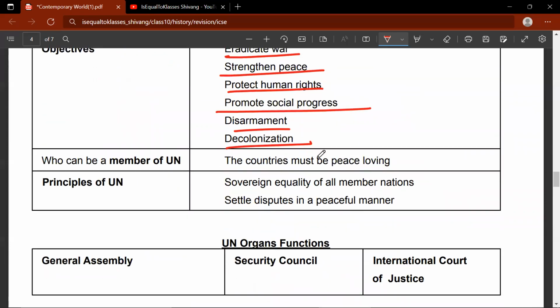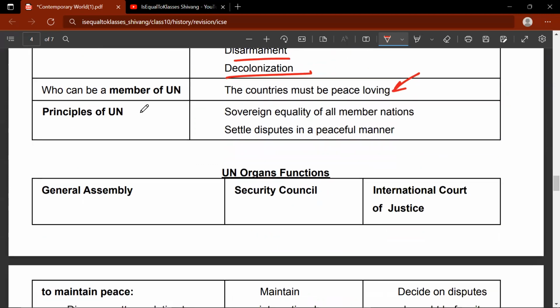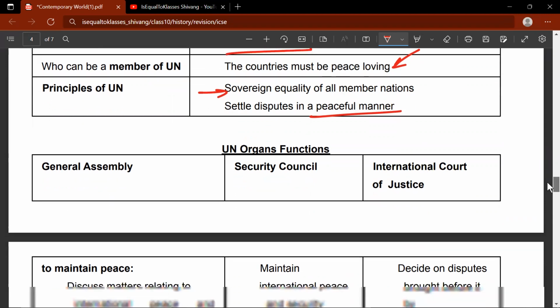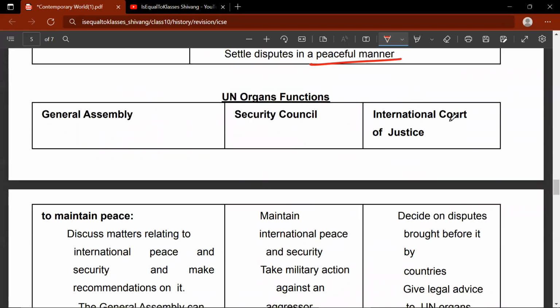Who can be a member of the UN? The countries must be peace-loving. Principles of the UN: sovereign equality of all member nations. No preference shall be given to one nation over the other. Settle disputes in a peaceful manner and without military intervention. The organs are the General Assembly, the Security Council, and the International Court of Justice, or in short, ICJ.